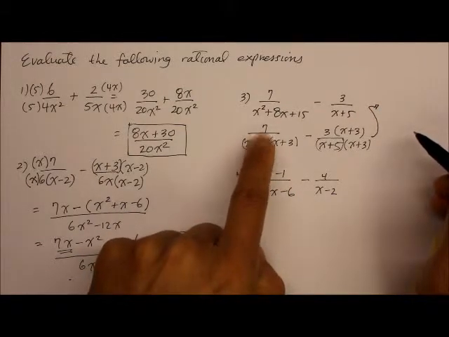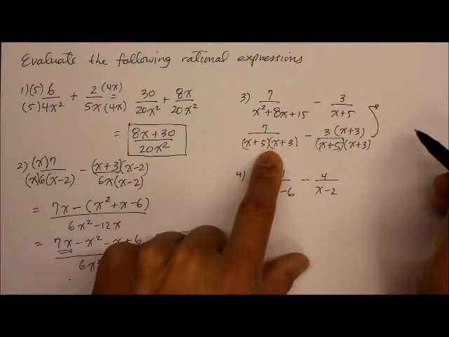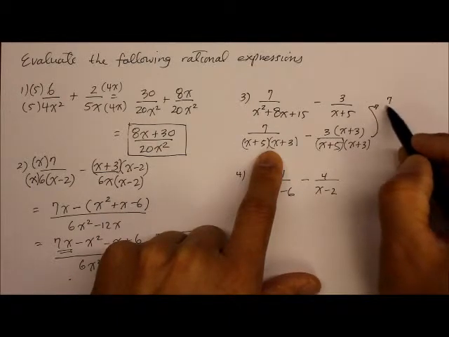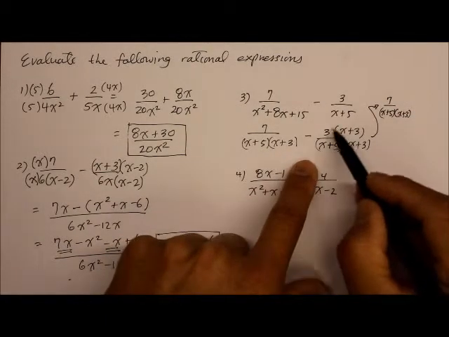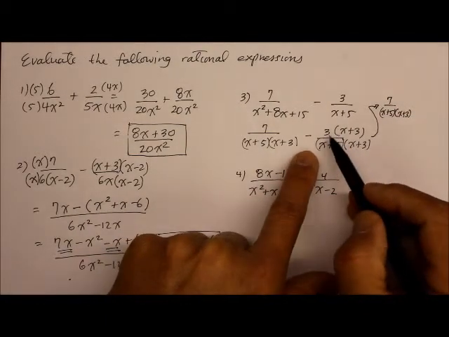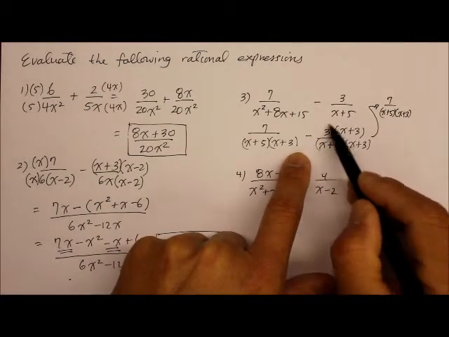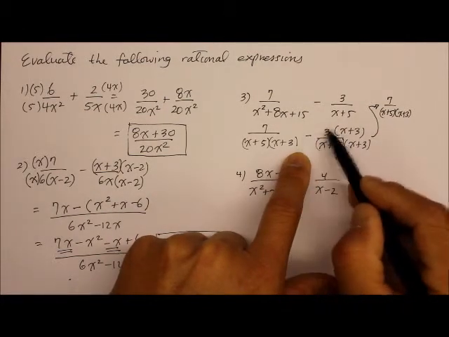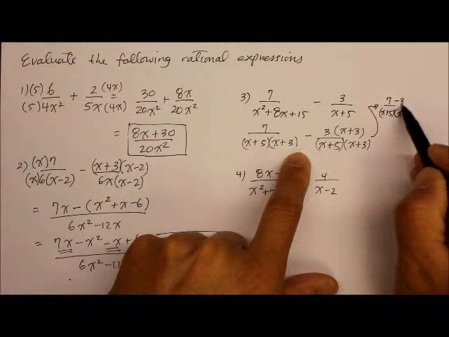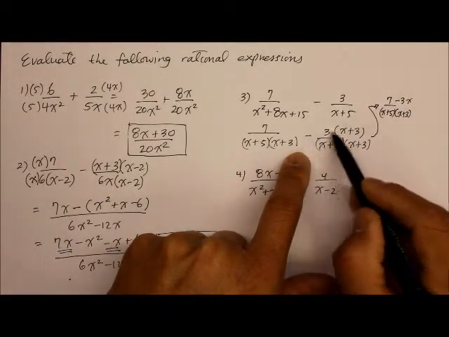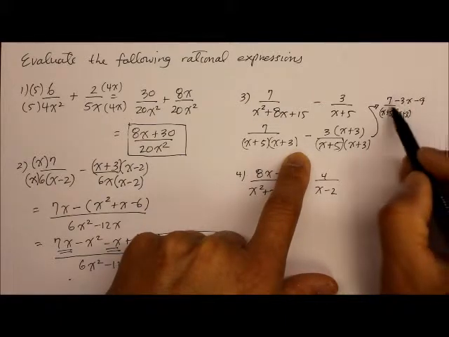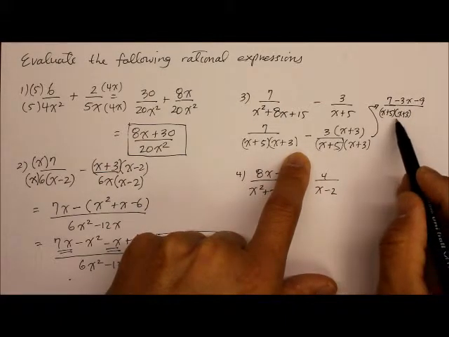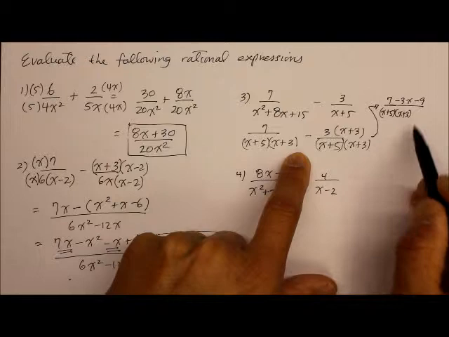So what do I have on top? This guy's totally happy. I'm happy. I got everything I need. 7 over x plus 5 times x plus 3. Now here, let's do this one shot at a time. One shot. That's a -3. Minus 3 is the same as a -3. Times the x is minus 3x. Minus 3 times positive 3 is minus 9 or -9. There you go. With the common denominator of x plus 5 and x plus 3.